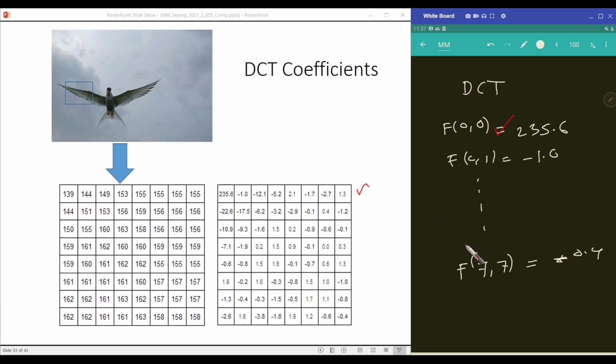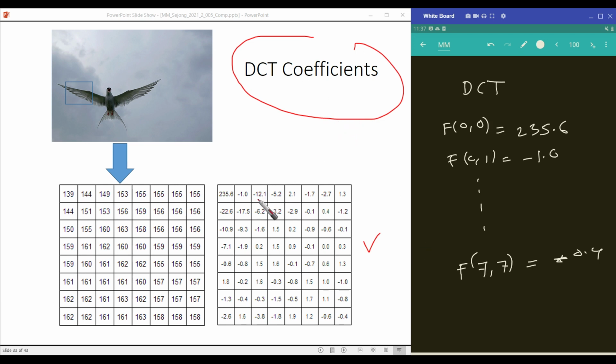Sometimes we say that from here to here, these numbers are basically discrete cosine transform coefficients, DCT coefficients. Coefficients means what are these numbers? A new number sequence. So we say DCT coefficients.